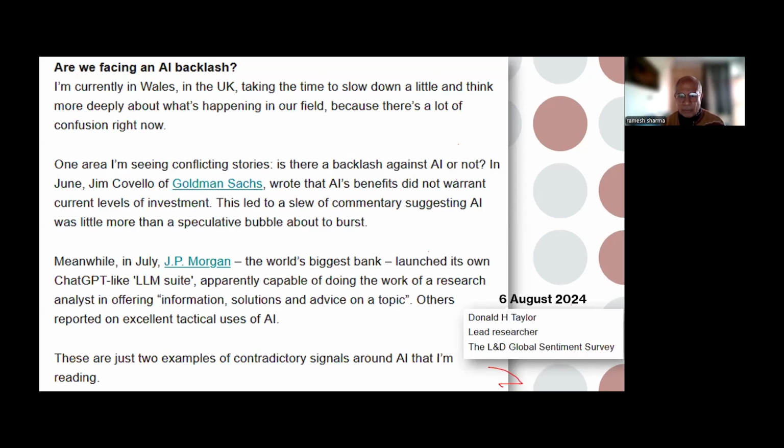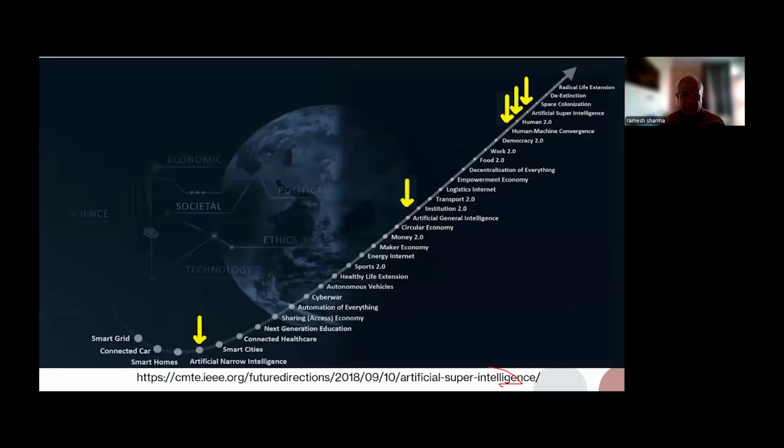Whereas JP Morgan, the world's biggest bank, launched its own ChatGPT-like system, LLM Suite, capable of doing the work of a research analyst. So these are the examples of contradictory signals coming up for AI. One group says that this is a bubble which is going to burst, but another group says that AI is going to stay, and not only stay, it is being heavily used in all sectors.